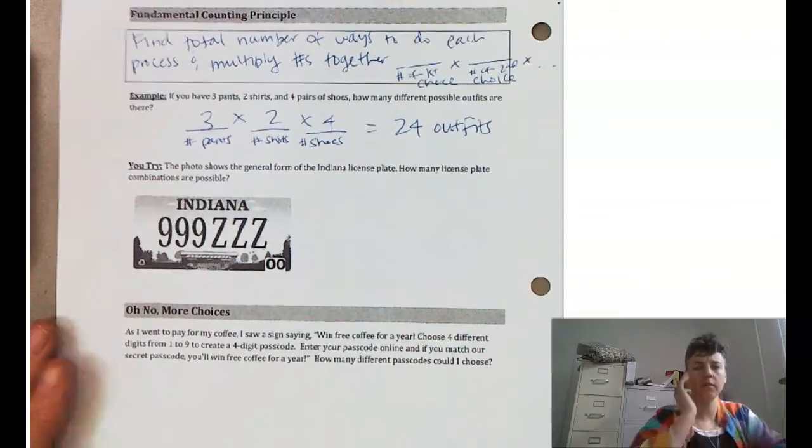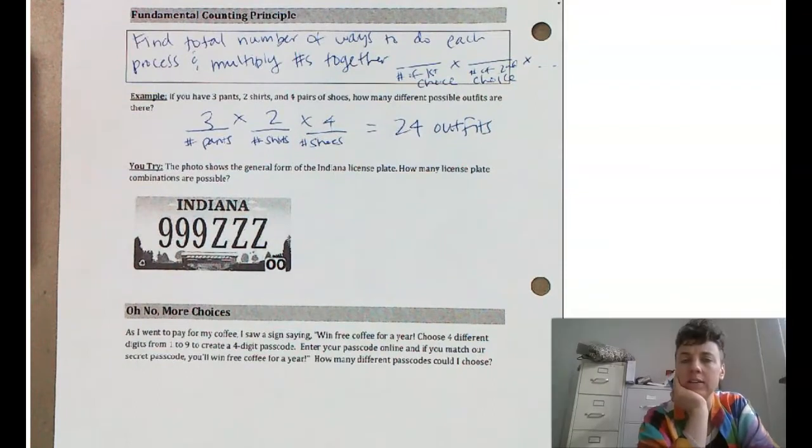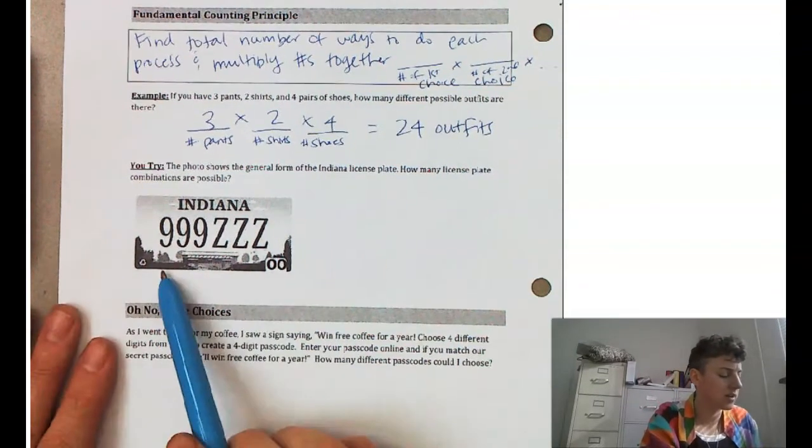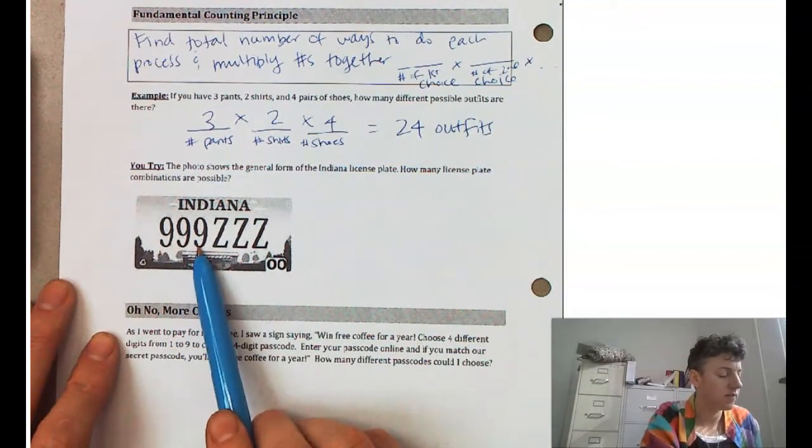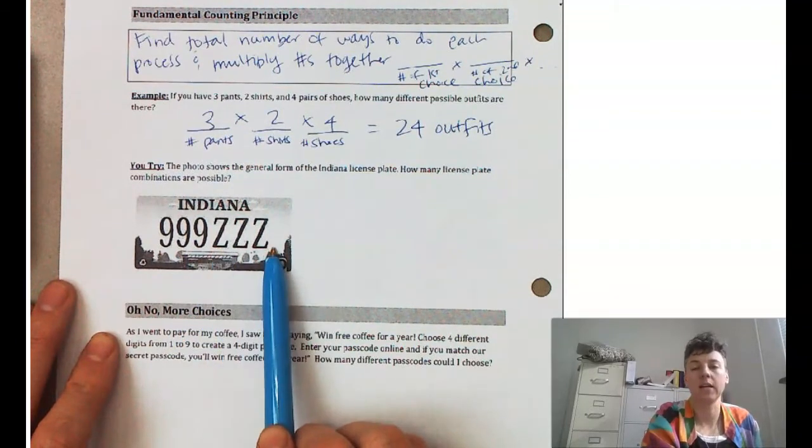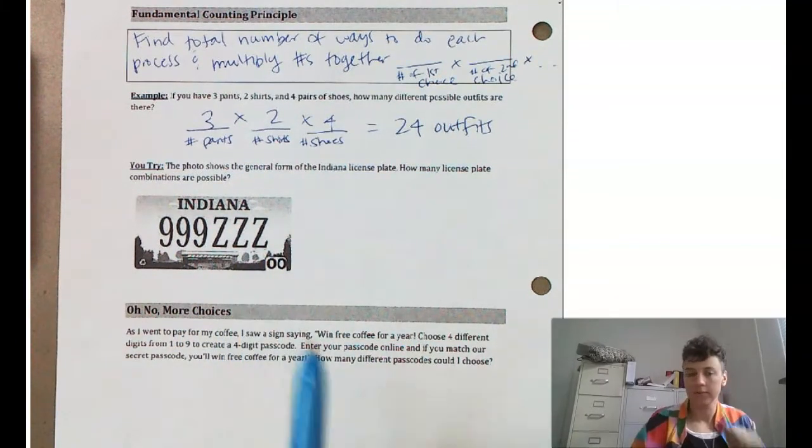Alright, in this you try, the photo shows a general form of the Indiana license plate. How many license plate combinations are possible? So this is saying in an Indiana license plate we have 3 digits followed by 3 letters.